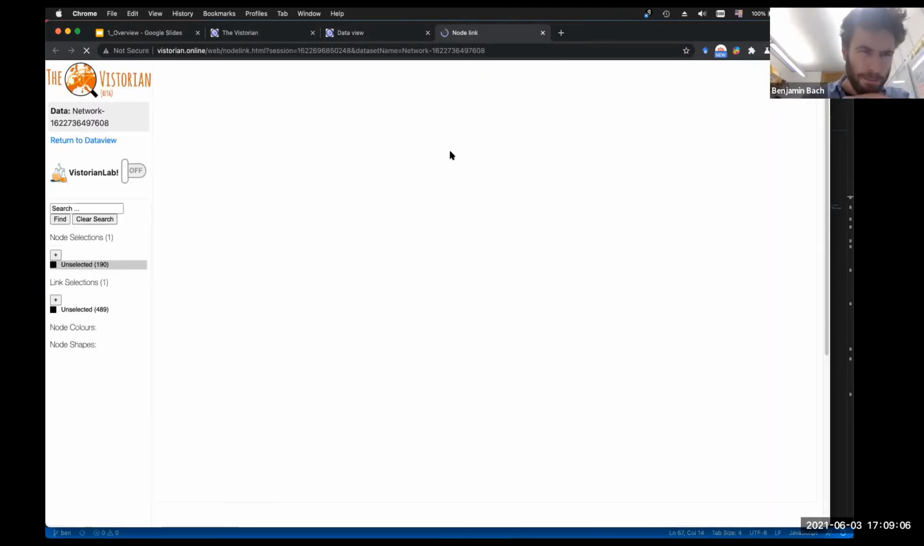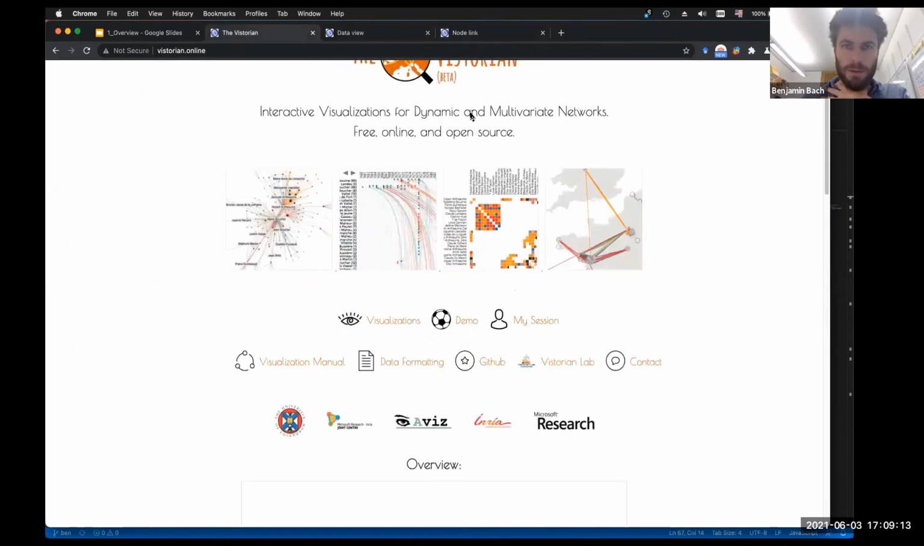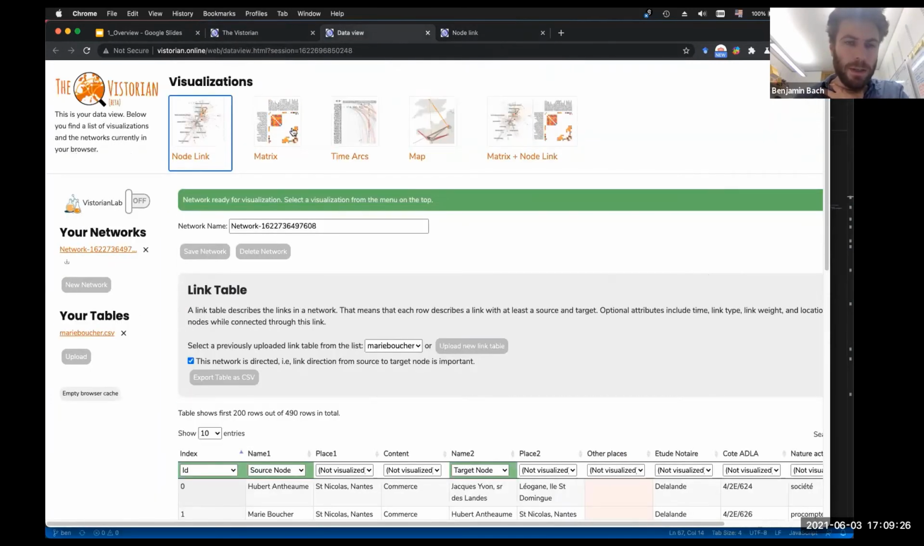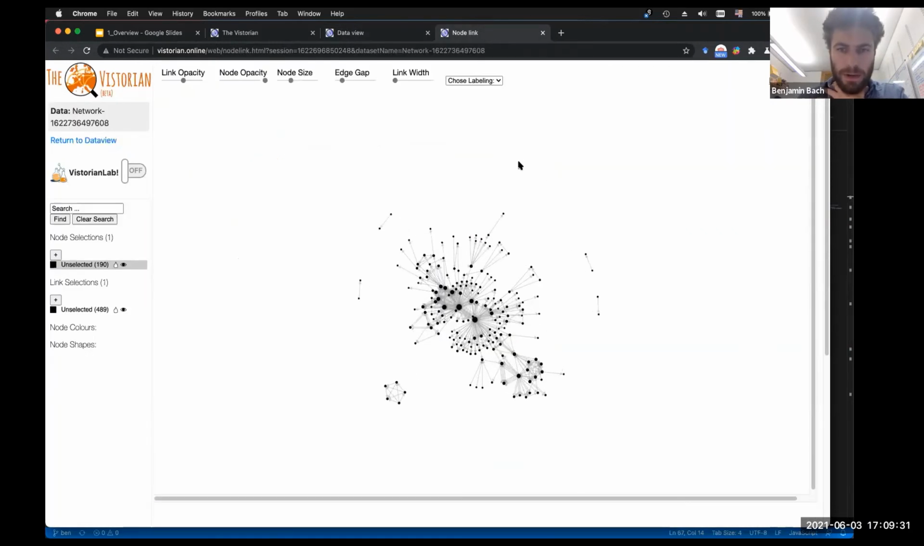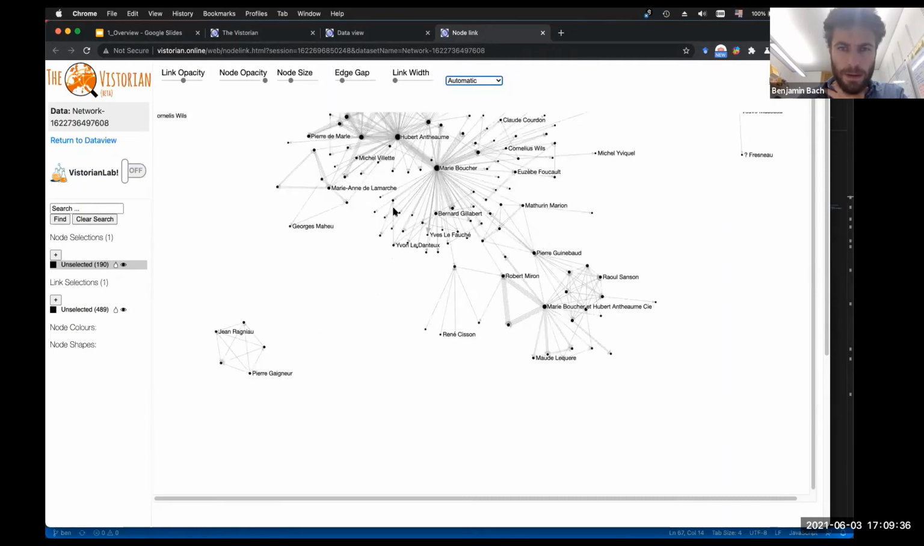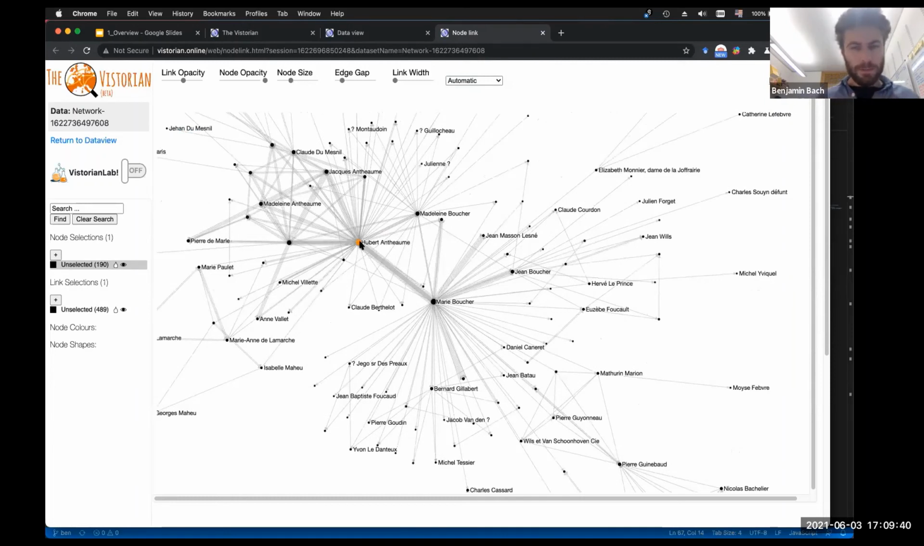I click on this visualization button, I have, oops, come on. Zoom is somehow hiding things on my screen. So I have all the visualizations here, the node link, the matrix, time arc, and map, which I'll show you in a second. And now I see my network, it's great. I can zoom, I can show the node labels, I can explore them. This is what you would expect from a node link diagram representation.